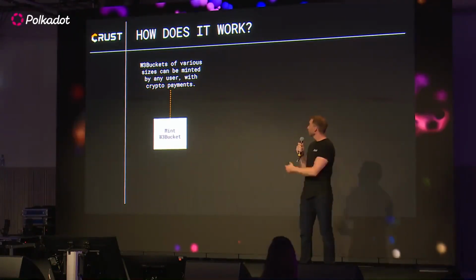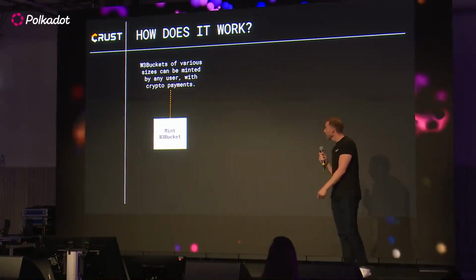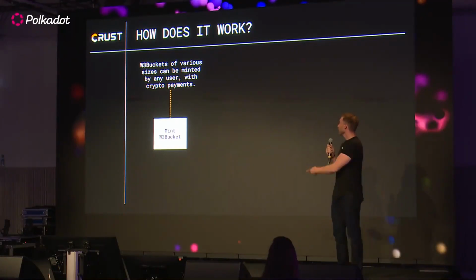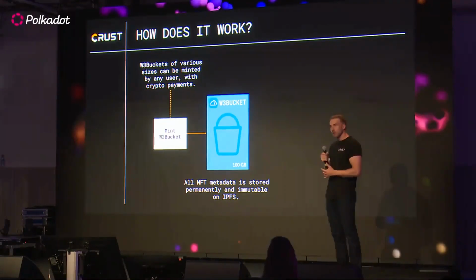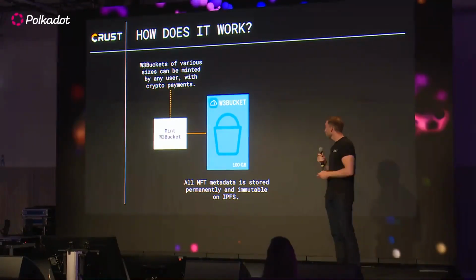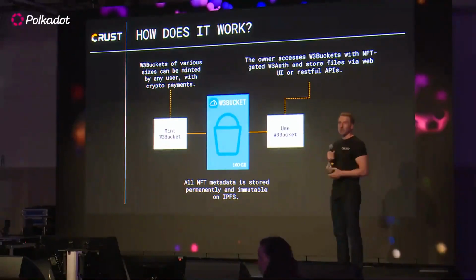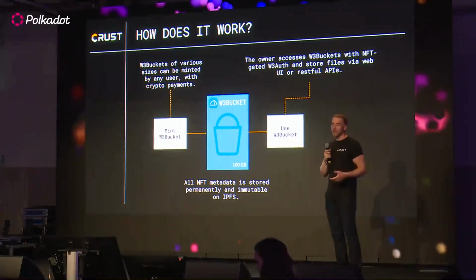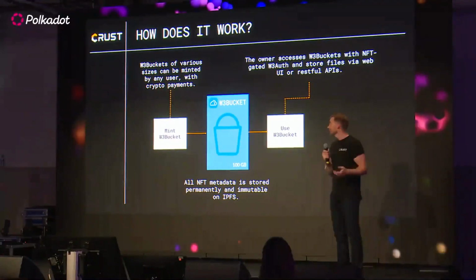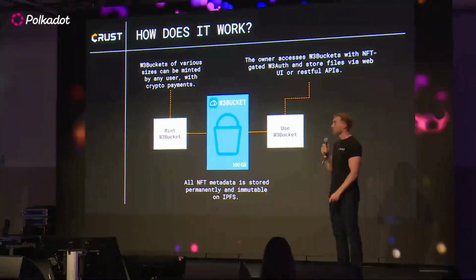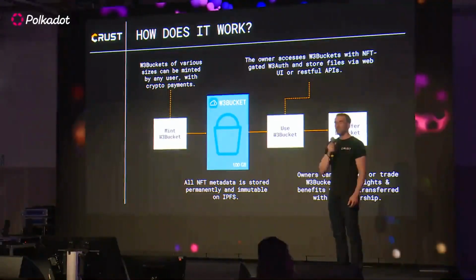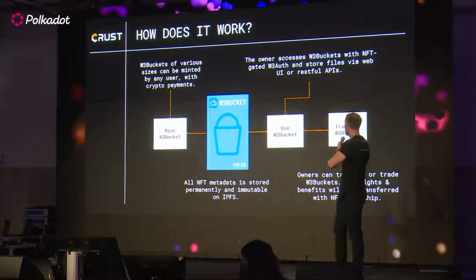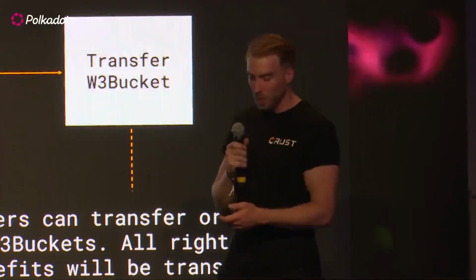I want to quickly show you how it works. You go to our UI, crustcloud.io, and you can mint your desired storage bucket. The bucket will be created, all metadata will be created around it. You will receive it in your wallet. And afterwards, you can use it. You can access it via our web UI. You can access this via RESTful APIs. And your NFT basically serves as authentication token. Because it's not different to any other NFT, you can transfer it between different accounts. And you even could trade it on OpenSea or any other NFT marketplaces.